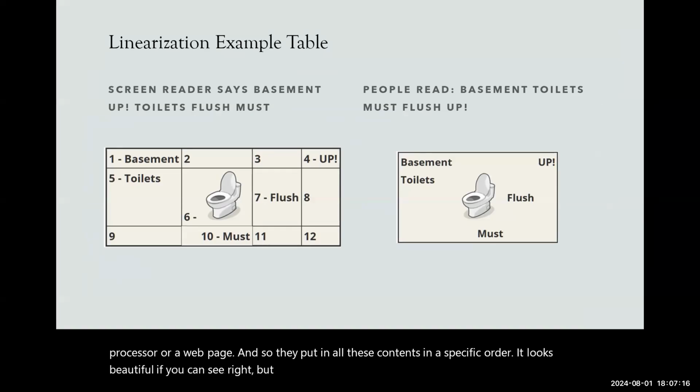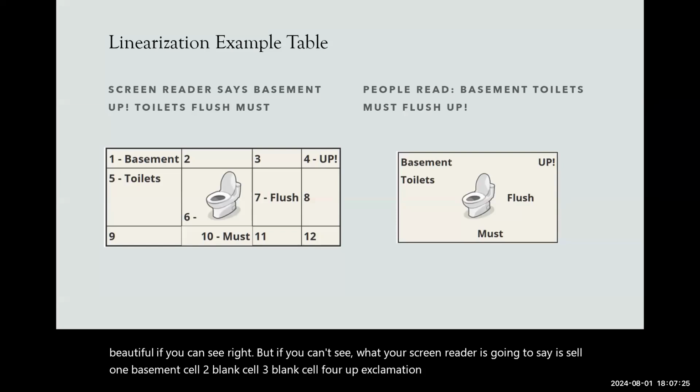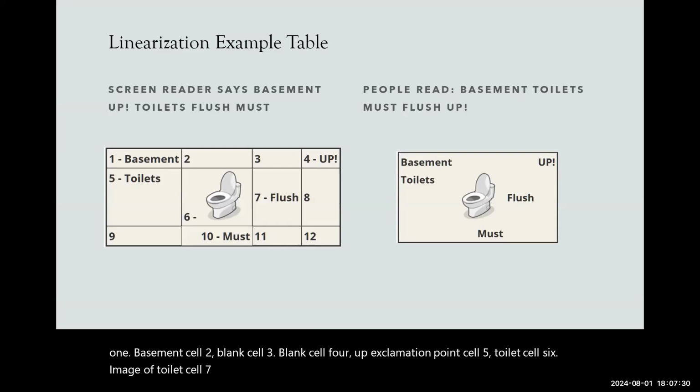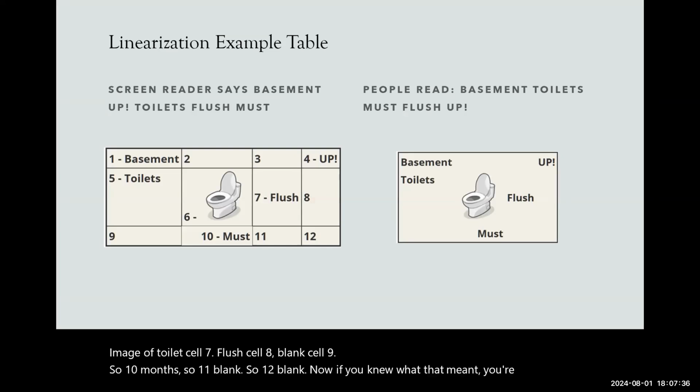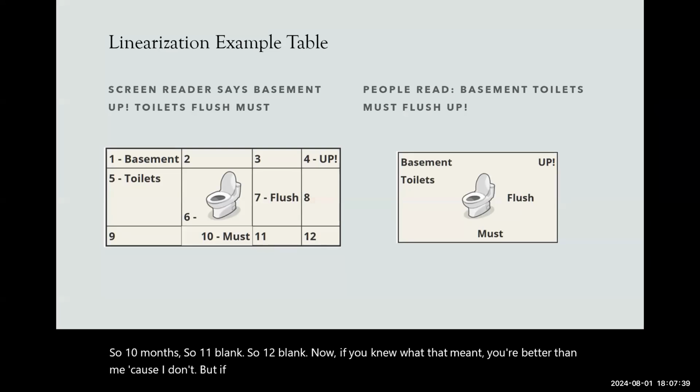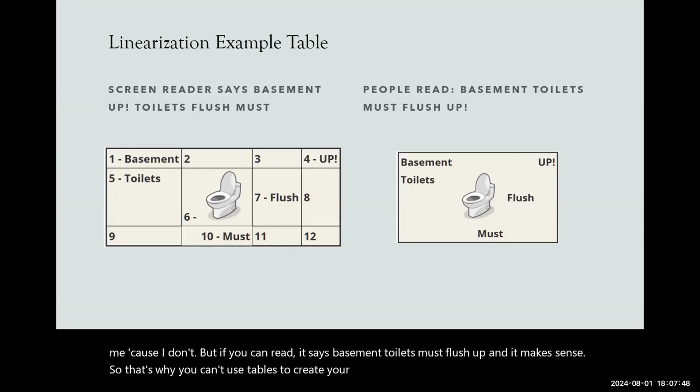But if you can't see, what your screen reader is going to say is cell 1 basement, cell 2 blank, cell 3 blank, cell 4 up exclamation point, cell 5 toilet, cell 6 image of toilet, cell 7 flush, cell 8 blank, cell 9 blank, cell 10 must, cell 11 blank, cell 12 blank. Now, if you knew what that meant, you're better than me because I don't. But if you can read, it says basement toilets must flush up, and it makes sense. So that's why you can't use tables to create your content and make your content look prettier.